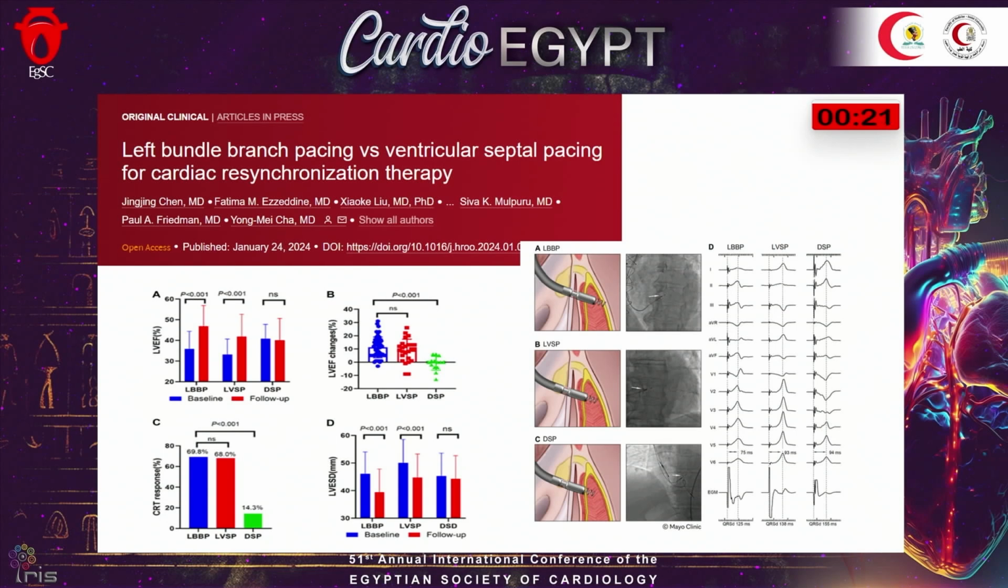They found that the worst prognosis was in patients with deep septal pacing, while there was no difference between left bundle branch pacing and left ventricular septal pacing as regards improvement in ejection fraction, CRT response, and the echocardiographic parameters.